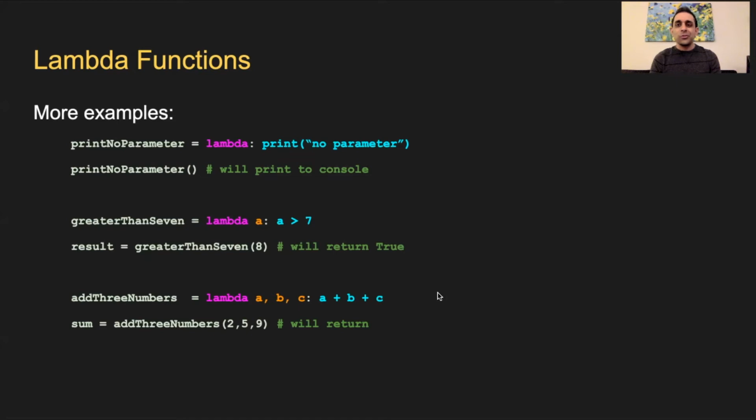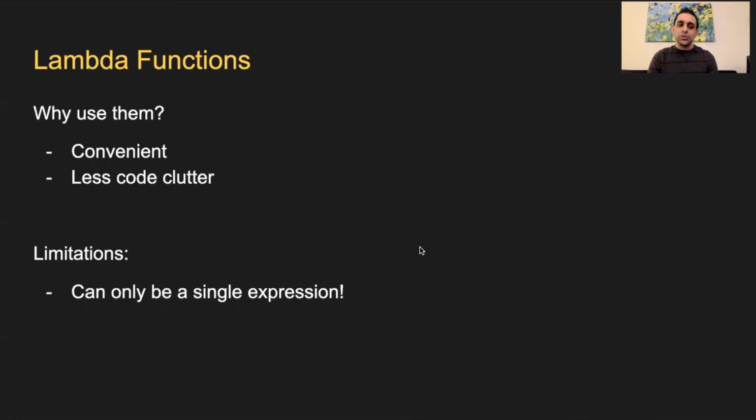All right, so hopefully you're familiar with lambda syntax now. Let's talk about why we use lambda functions. The two main reasons I would offer are, one, they're convenient. You can just create a function on the fly, and you don't have to declare it ahead of time.